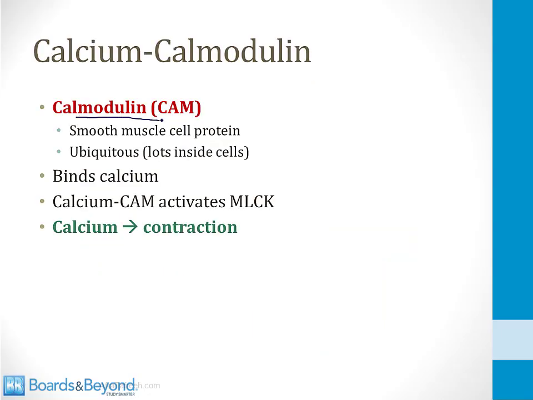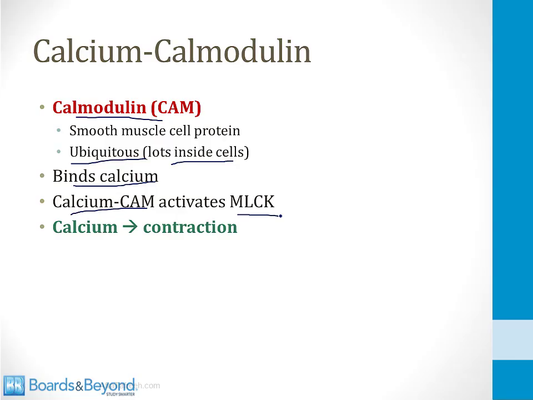Calmodulin is a smooth muscle cell protein. It's ubiquitous, meaning there's lots of it inside of smooth muscle cells. Its role is to bind calcium, and once calcium is bound to calmodulin, that activates myosin light chain kinase, which, as we just saw on the last slide, leads to contraction.